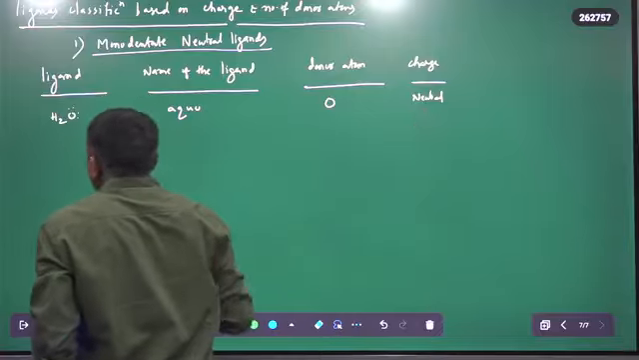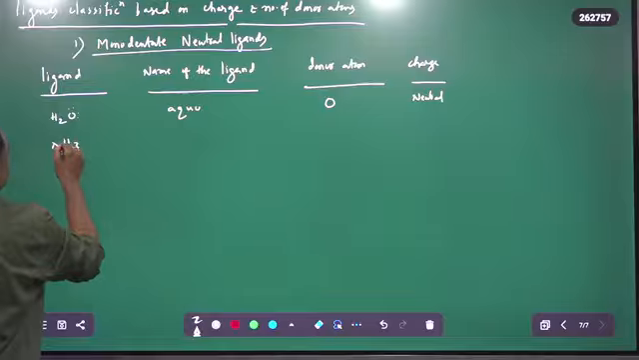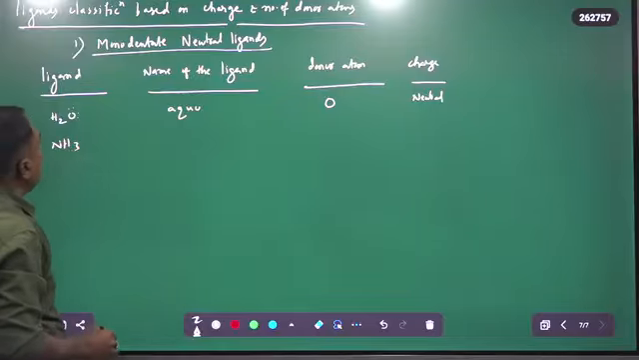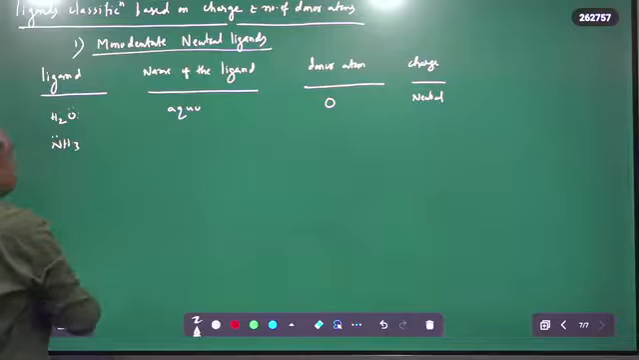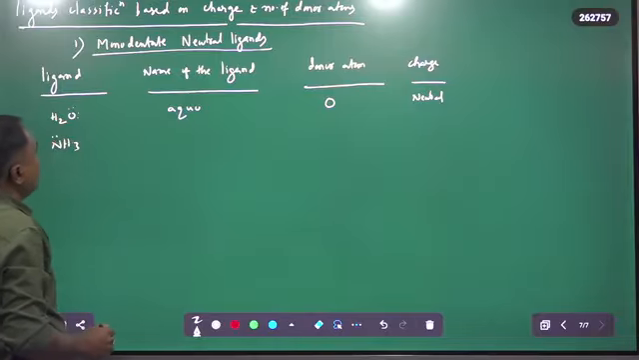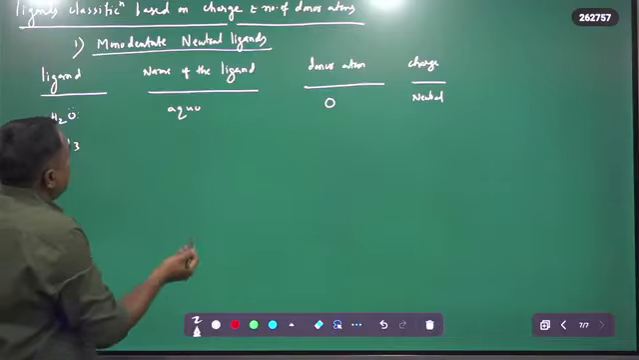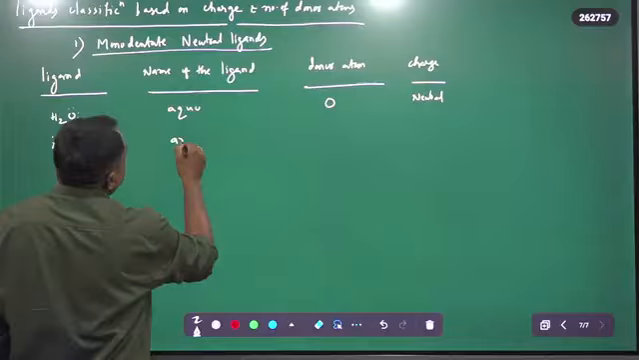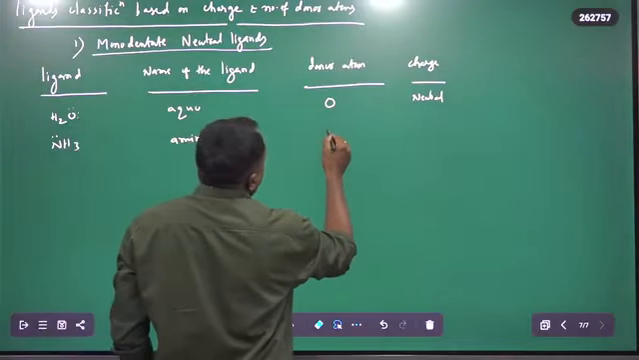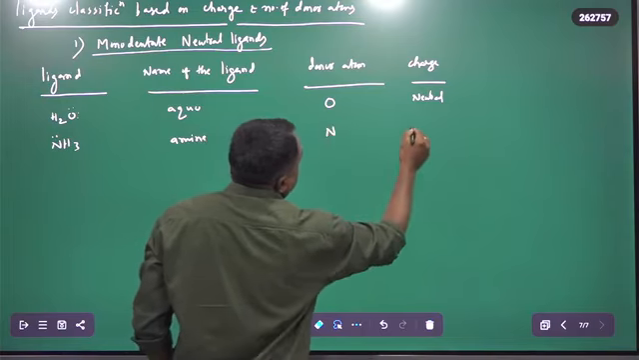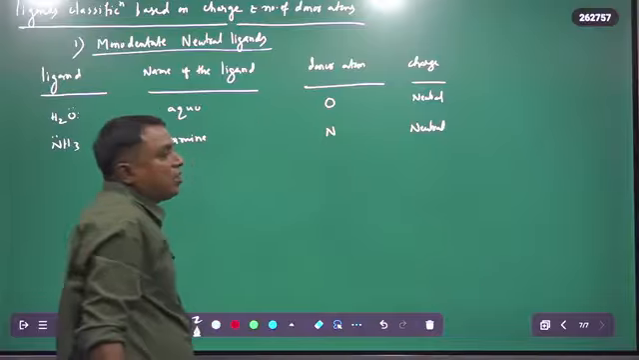And ammonia is also one of the important ligands. NH3 is a neutral and monodentate ligand. On nitrogen we have one lone pair of electrons that can be donated, therefore it is monodentate. The name of this ligand is ammine, the donor atom is nitrogen, and the charge is again neutral.